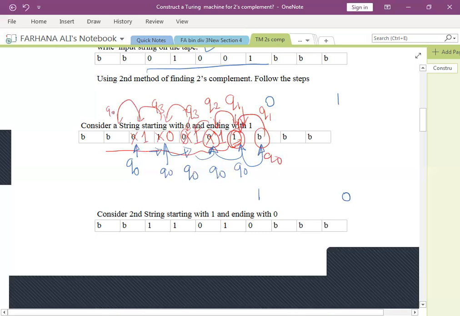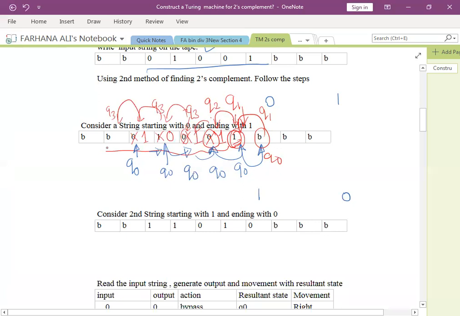Now this is Q3 with blank, which means we have converted every bit of your string into 2's complement, and we are at the starting point of your string. So this will be marked as Q4 with no movement. That means we have converted all the strings successfully. So that was the example of a string starting with 0 and ending with 1.